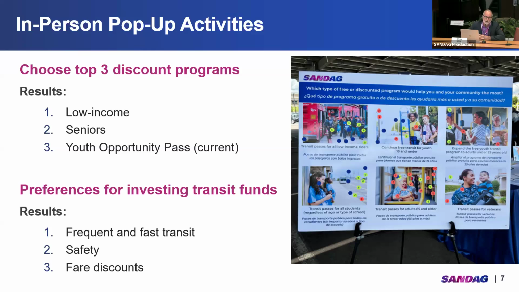And when we go out to the public who don't ride transit, those are similar reasons why they say they don't ride transit: the services aren't fast enough and frequent enough. And safety is always a big concern. Fare discounts for them, though, was the third priority in that list after those two things.